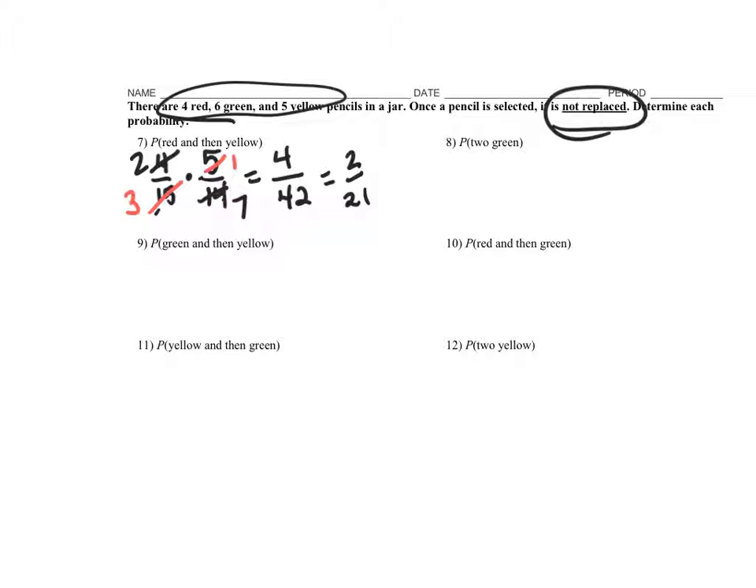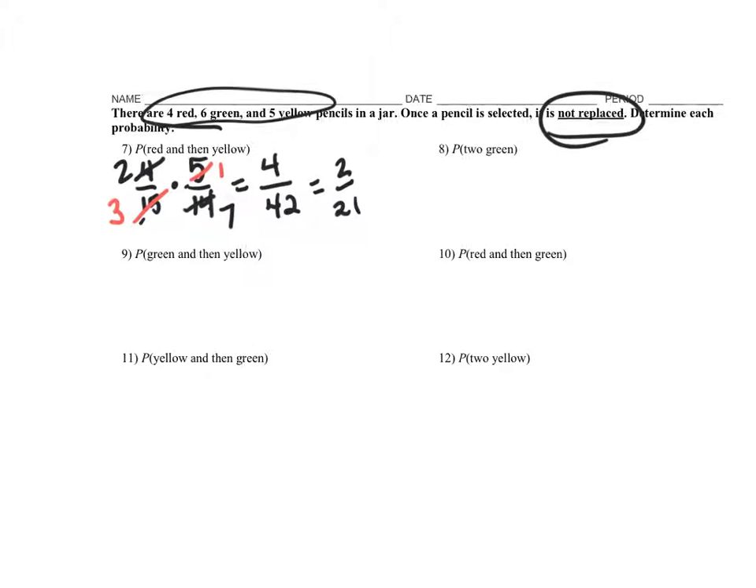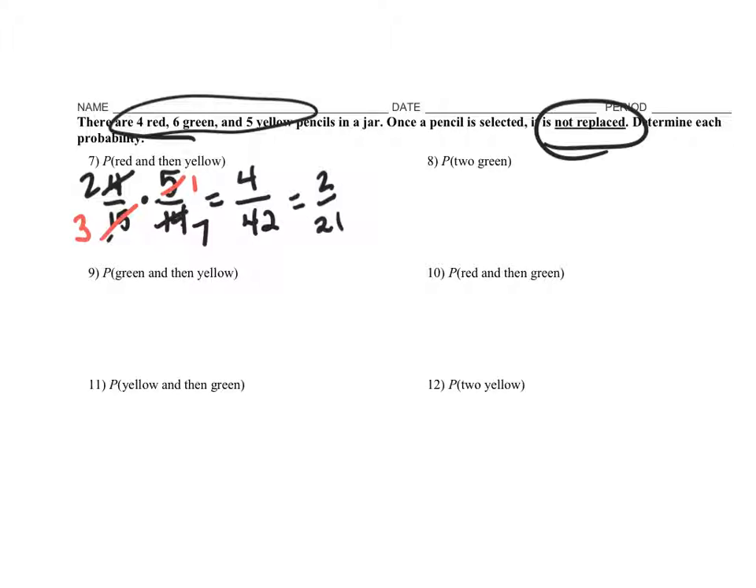So actually number 8 is what he was kind of talking about just now. Everybody caught up? So 2 green. The probability of a green is 4 out of 15. 1 green first, right? If I take a green out, how many green are left? 3. How many total? 14. Now I'm going to reduce. 3 and 15 are divisible by 3, so 1 and 5. 4 and 14 are divisible by 2, so 2 and 7.